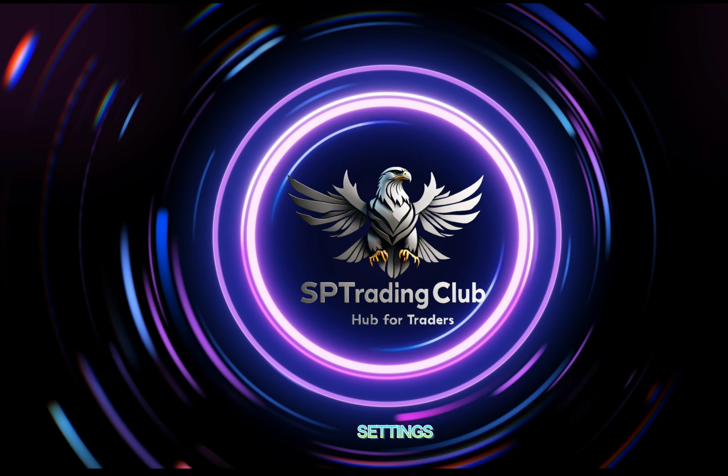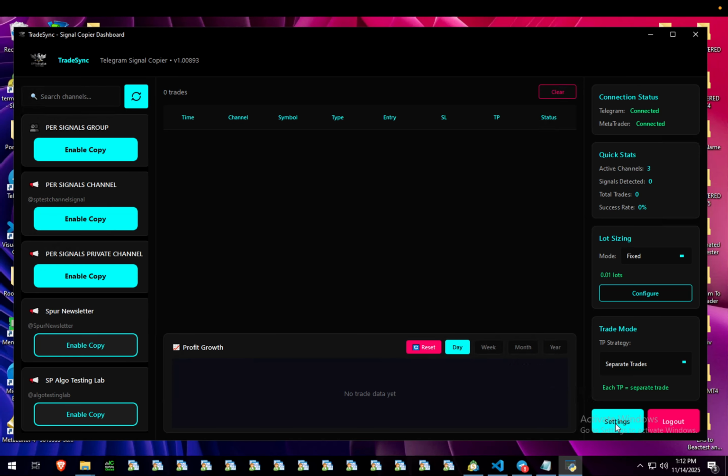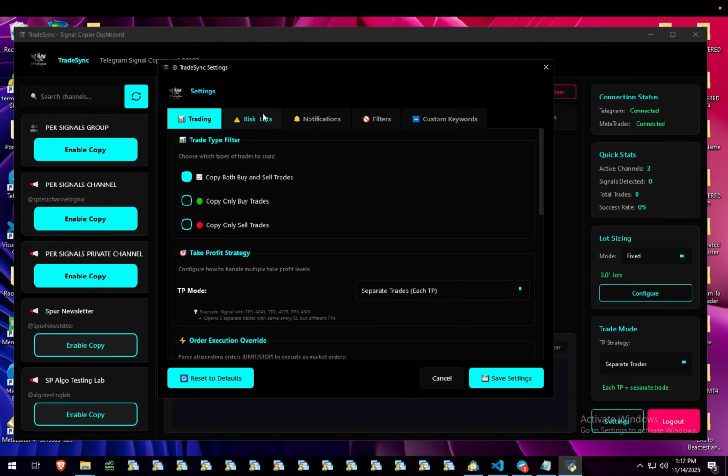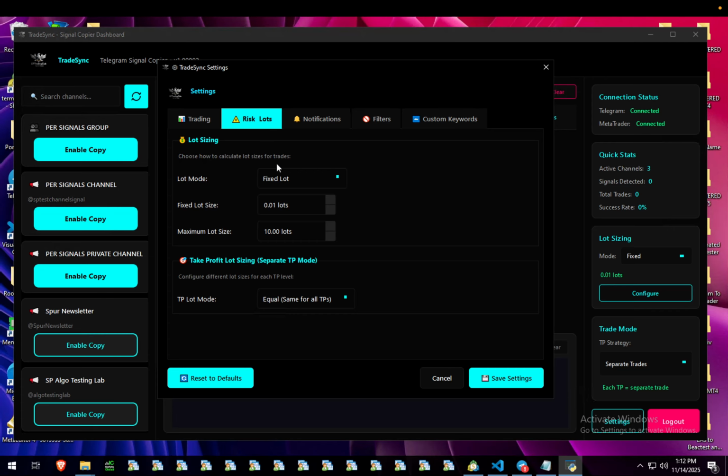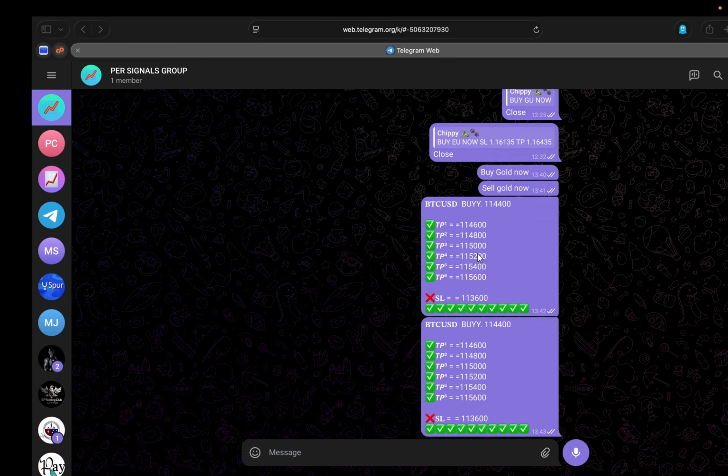Now let's look at some settings. First is the lot sizing tab. Here, you can choose a fixed lot, where each trade will use the lot size you set. Don't skip the video, because every single setting is useful and will help you at some point in your trade copying from Telegram to MetaTrader.